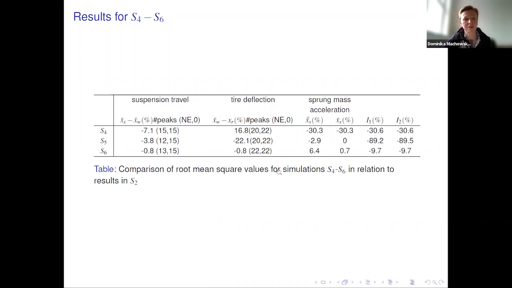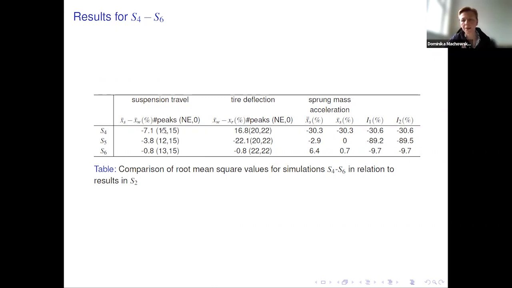It's not so easy. If we focus on the suspension travel, the best result is for the simulation without any delay. If we look at the tire deflection, the best result is for the situation with constant delay, but we have worse results than the benchmark for the simulation without any delays. For the time varying delays, we always have some improvement, but a small one.